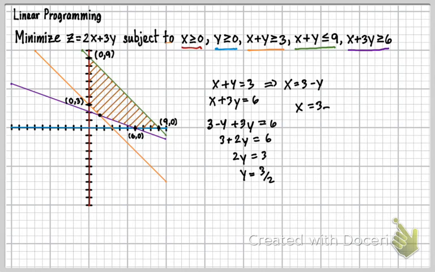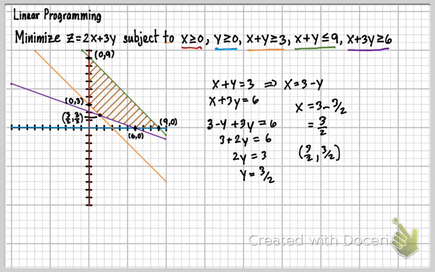minus 3 over 2. So this is really 1 and 1/2. So if I do 3 minus 1 and 1/2, that's going to leave me with 1 and 1/2. So my x is also 3/2. So my ordered pair then is going to be 3/2, comma, 3/2. That's where those two lines intersect. And that's going to be this point here. So there's my point, 3/2, 3/2.